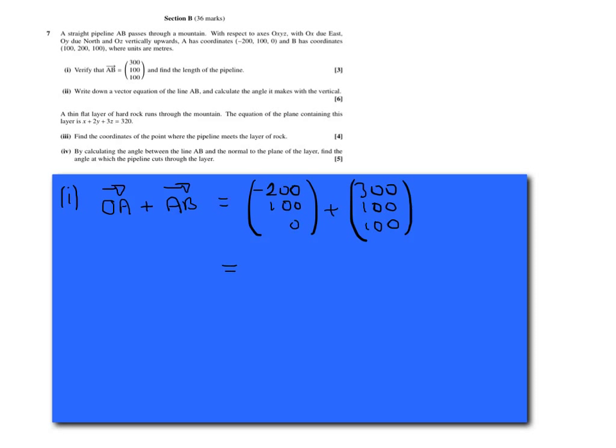This is obviously equal to (100, 200, 100). And clearly this is equal to the position vector of OB.